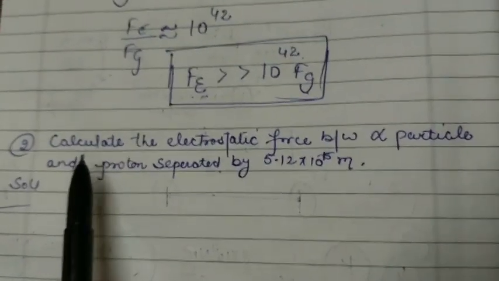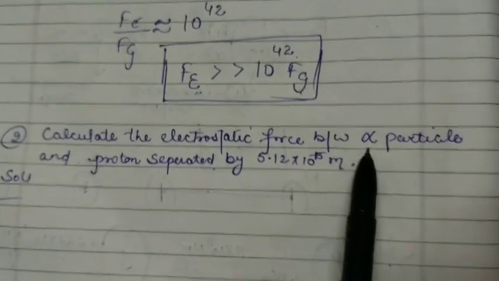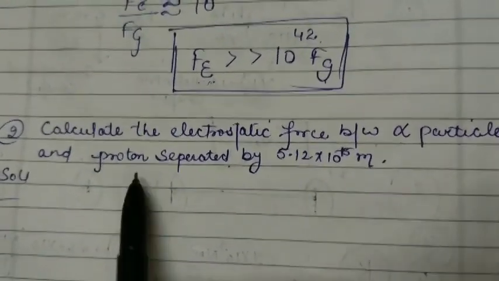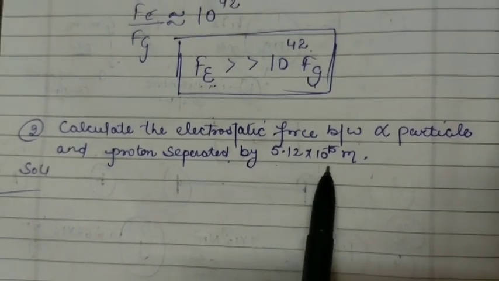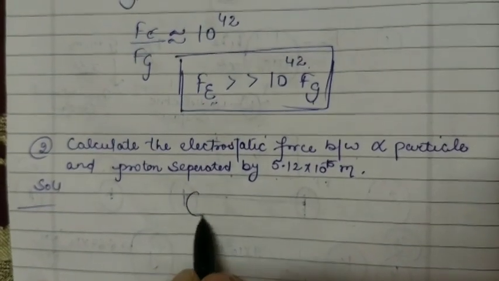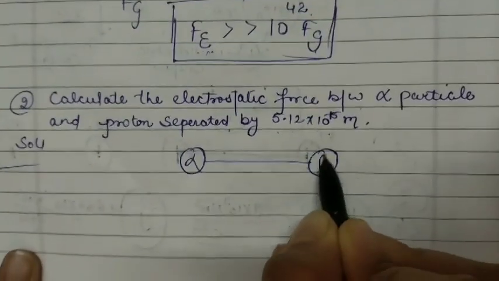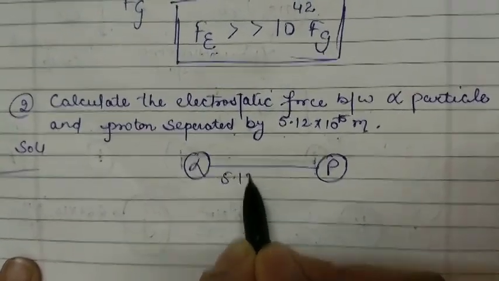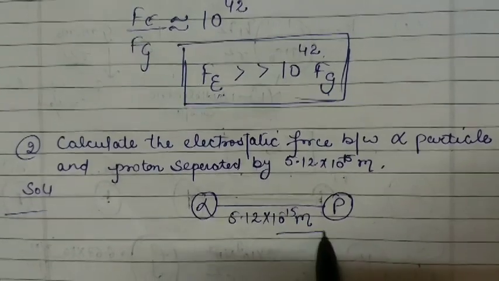Now the next numerical is: calculate the electrostatic force between an alpha particle and a proton separated by a distance of 5.12 into 10 raised to power minus 15 meter. It means two particles, one is an alpha particle and the second one is a proton, separated by a distance of 5.12 into 10 raised to power minus 15 meter.